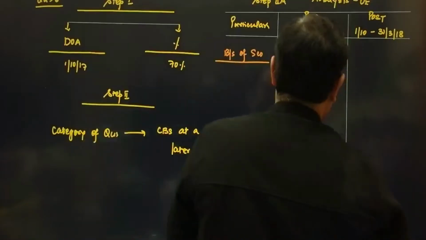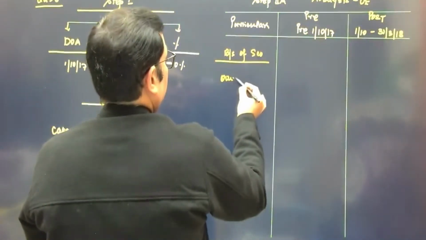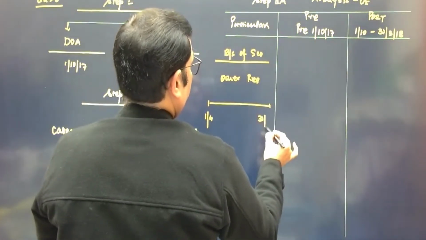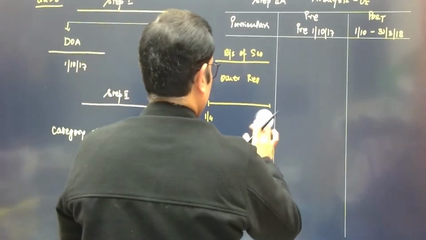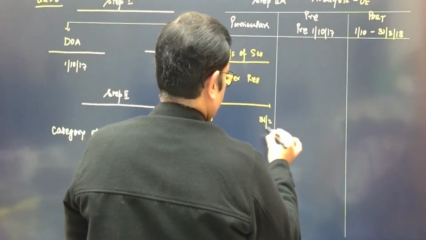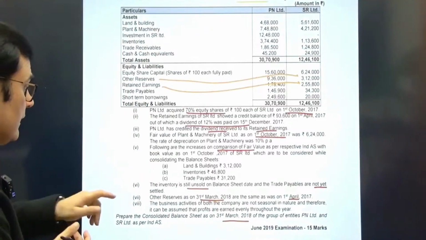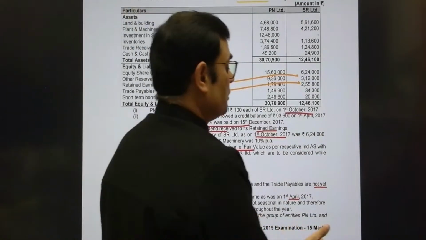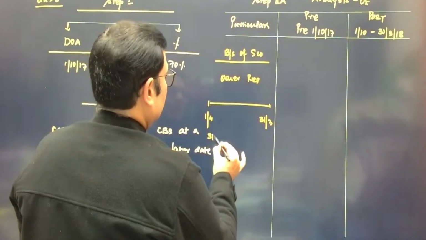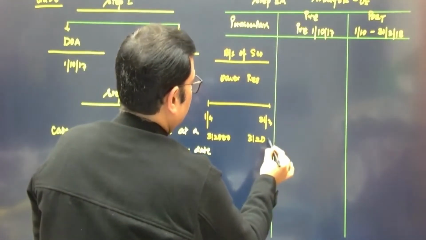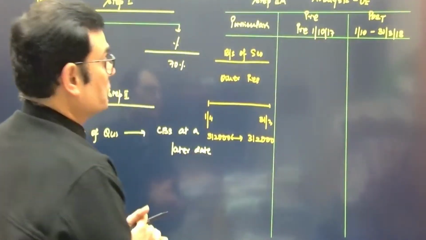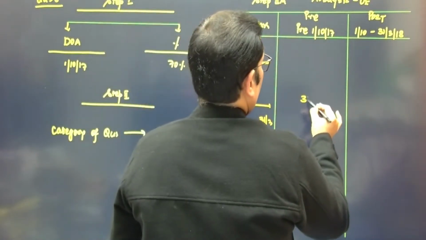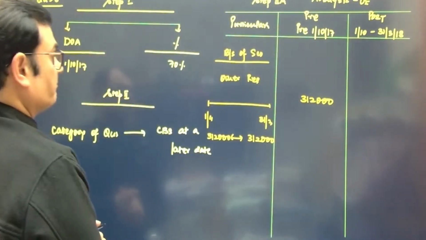So we take the other reserves, that is 312. We're going to consider a time scale 1st April, 31st March. First, let's pick up the balances at the beginning of the year. Let's go back to the additional information. It says in point number 7, the reserves on March 18 is same as 1st April 17. So the position was 312 at the beginning and 312 at the end. I think you can easily decide how much is pre and how much is post. This is undoubtedly pre. So 312,000 undoubtedly becomes pre-acquisition.